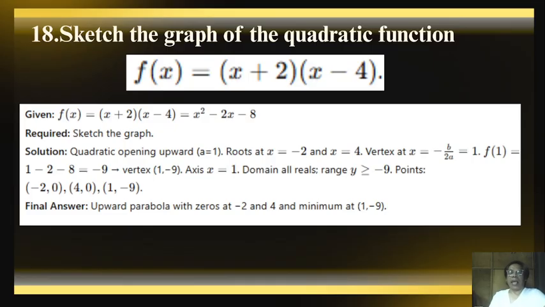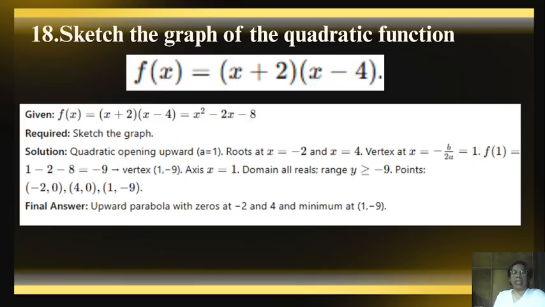So our vertex x is equal to negative b over 2a, which is equal to 1. Where did you get negative b? Negative b is negative 2, divided by 2 times a, which is 2. So the answer is 1. And then for our vertex, substitute the value of 1 in the equation, and you have the value negative 9. Finally, the vertex is 1, negative 9.